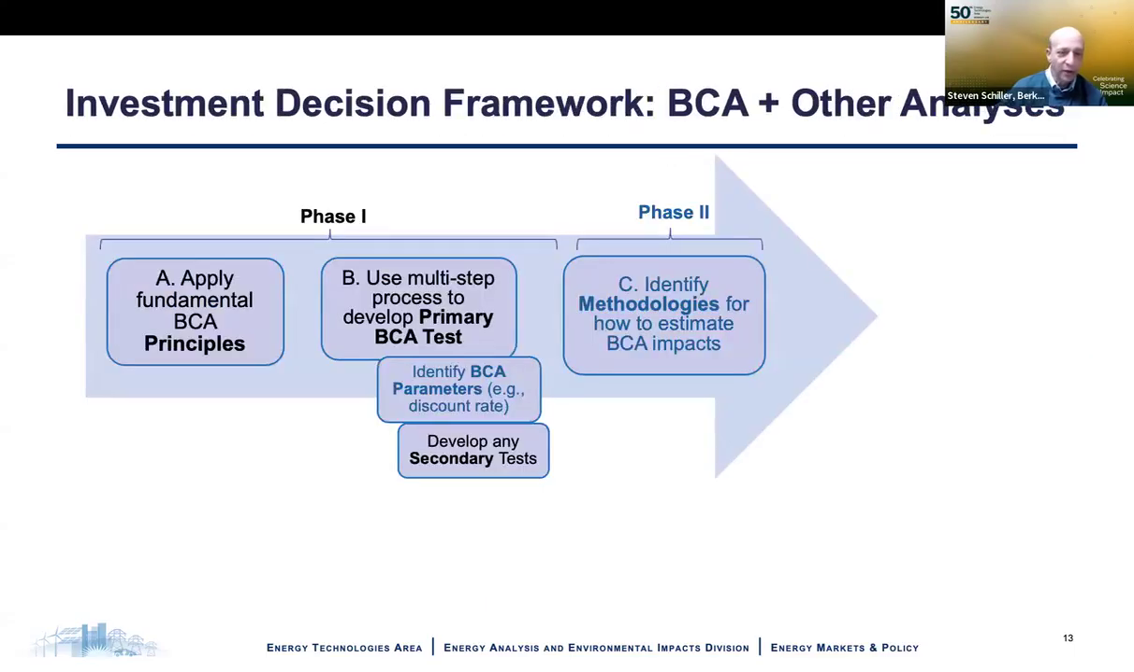So this framework that we have for this process consists of starting with these 2 phases where you apply these BCA principles, use a multi-step process I'm going to go over next to develop your primary test, what impacts to include, what costs, what benefits, to identify any other parameters that you need to use to run your test, such as discount rates, perhaps develop secondary tests, and then identify your methodologies in phase 2 for how you're going to estimate the values, the monetary values, hopefully, for those impacts that you've decided belong in the primary and secondary test.